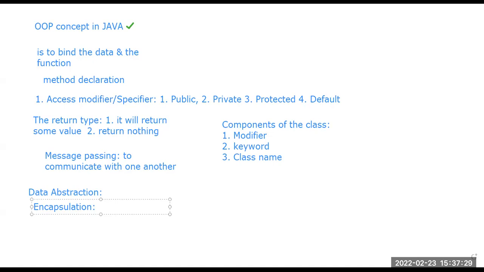Now, the third part. What is the third important characteristic present in Java programming or object-oriented programming? That is known as inheritance. So what is the concept of inheritance? What is inheritance? So another class can inherit the properties of it.